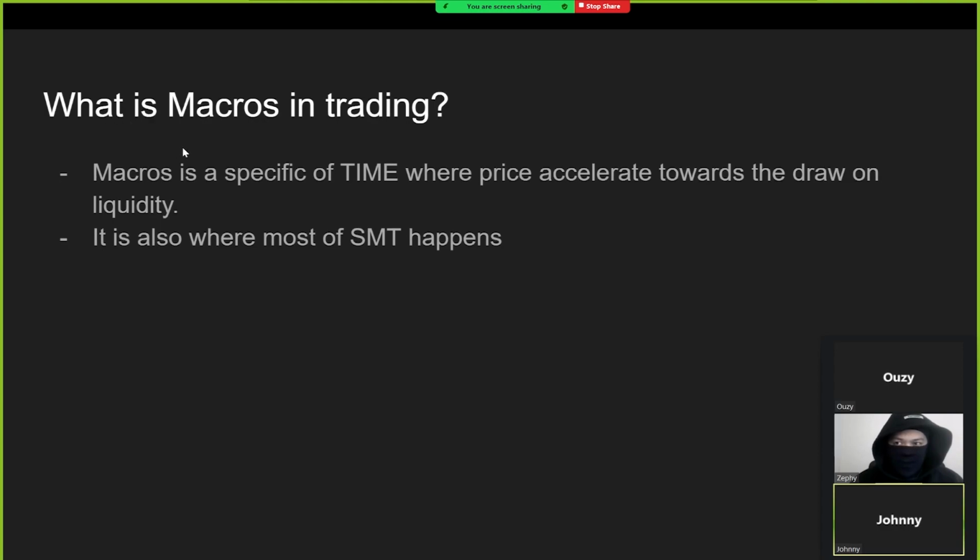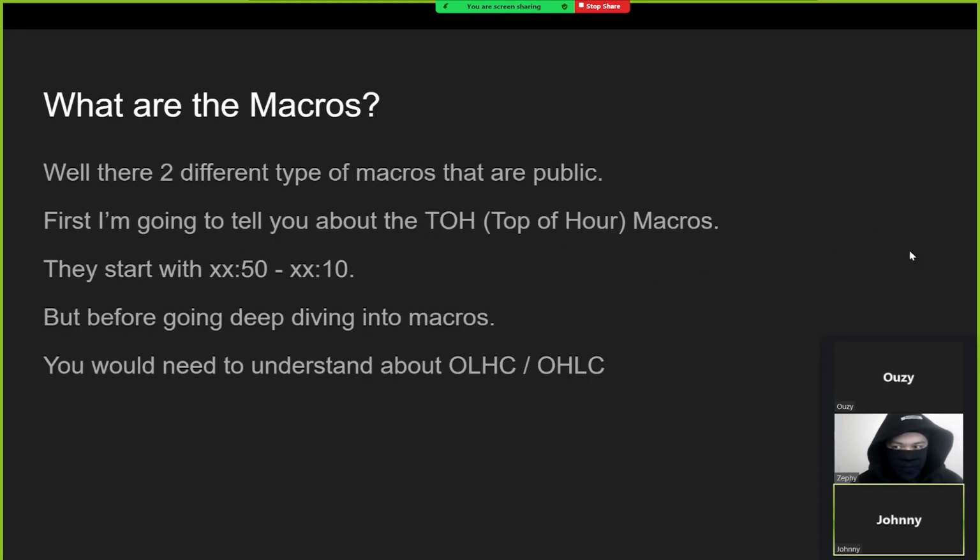Now we have macro. What is macro in trading? Macros is a specific time where price accelerates towards the draw on liquidity. It is also where most of SMT happens. What are the macros here? Well, there are two different types of macros that are public. Okay, first I'm going to tell you about the top of the hour macros. They start with the XX50 and XX10.